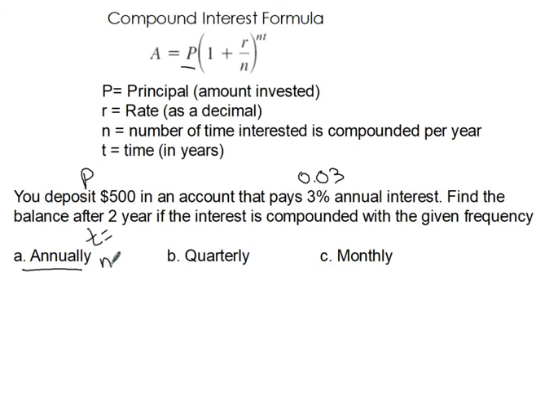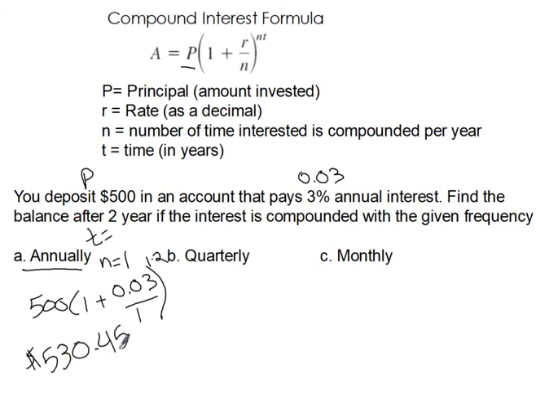If it's annual, your n is going to be 1. So you're looking at 500 times (1 plus 0.03 over 1) raised to the 1 times 2. Now, this is where the other model could possibly work, because if n is 1, that decimal is not going to change at all, and that time is going to stay as 2. So again, I'll go 1.03, raise that to the 2nd power, multiplied by 500, and we've got $530.45.